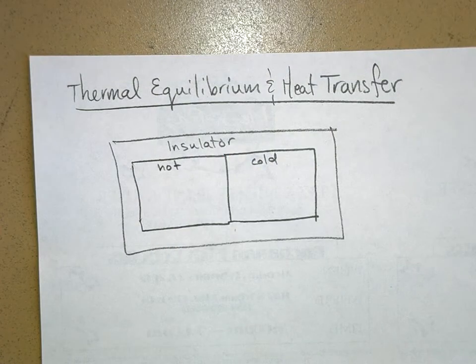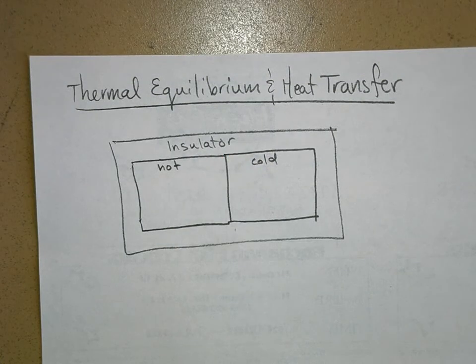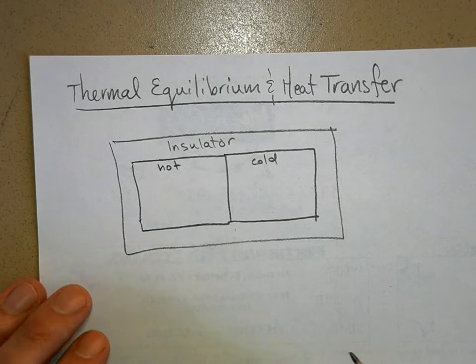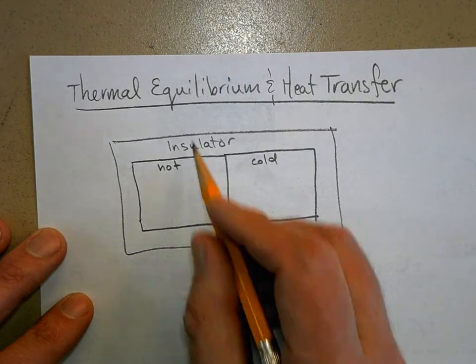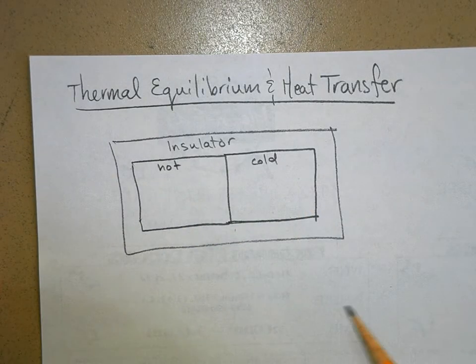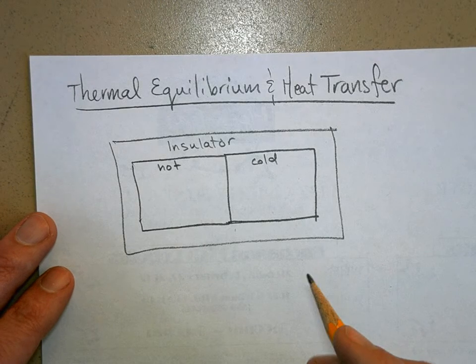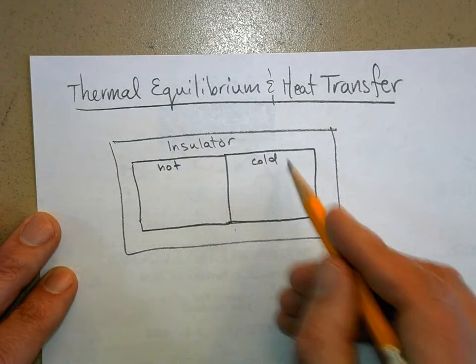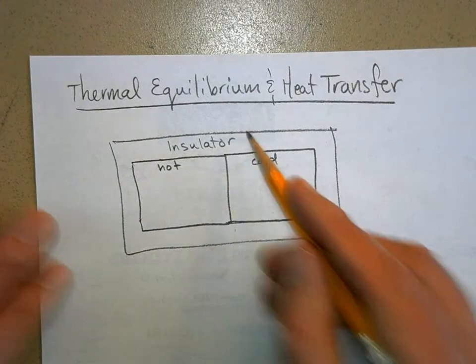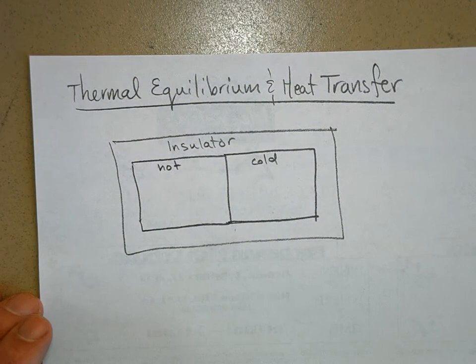Now, what does an insulator do? Well, what does an ice chest do? You put stuff in an ice chest, it's just an insulator. What it does is prevent thermal energy from getting in or getting out, so thermal energy cannot be transferred in or out. This just isolates these two containers, the hot container and the cold container, from the rest of the universe. We'll talk a little more about that.